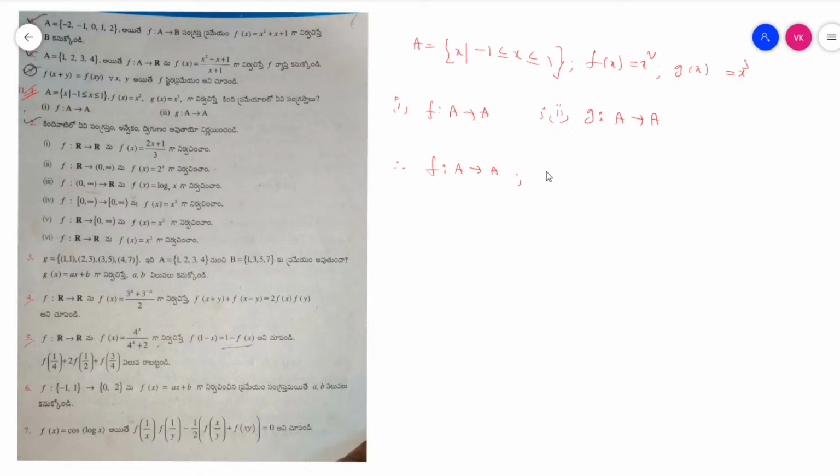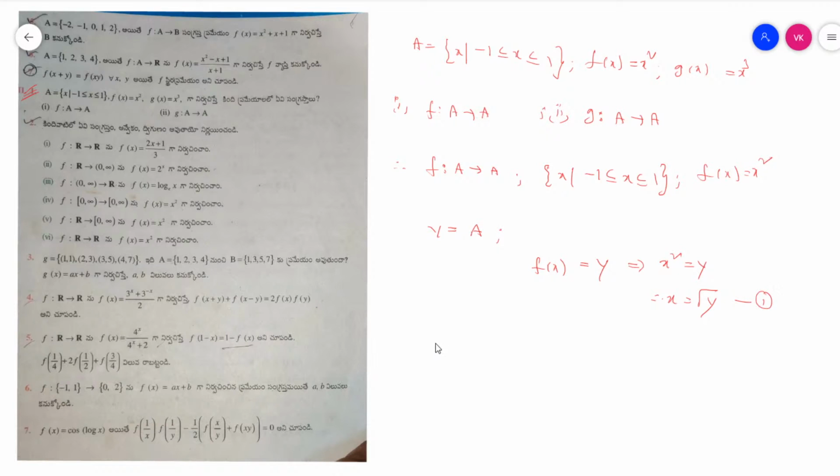Okay, then f of x, where the x value lies between -1 to +1, and f of x is equal to x square. Then let's take y as a. Then we can write f of x is equal to y, which implies x square is equal to y, then x is equal to square root of y. Okay, here is the condition.